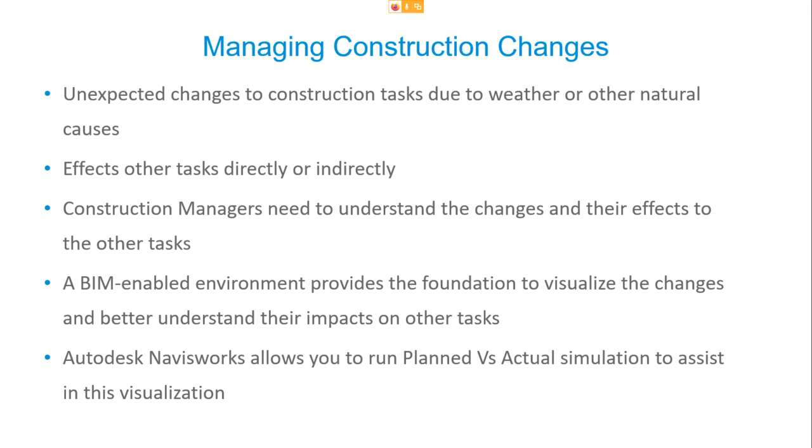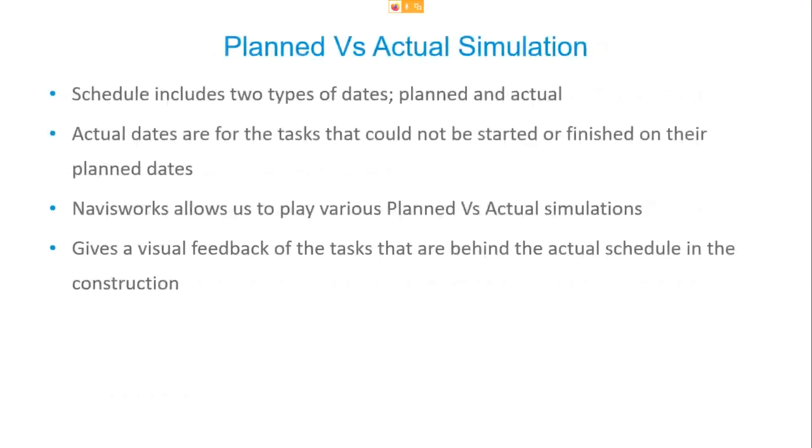And Autodesk Navisworks allows you to look at that BIM data that you've got available and then run a planned versus actual simulation to assist in visualization of these changes. So for example, let's say for some reason we could not erect the steelwork on level 1 and level 2 on time. Obviously these tasks are delayed. Now, once these tasks are delayed, what are the flow-on effects on the other tasks? In a BIM-enabled environment, Navisworks allows you to visualize those changes. So what are planned versus actual simulations?